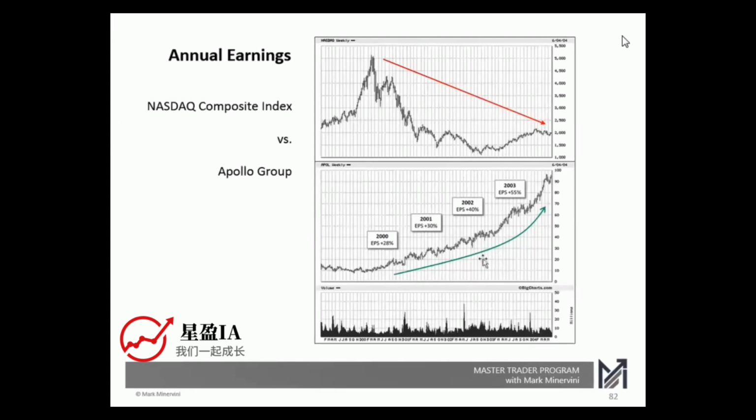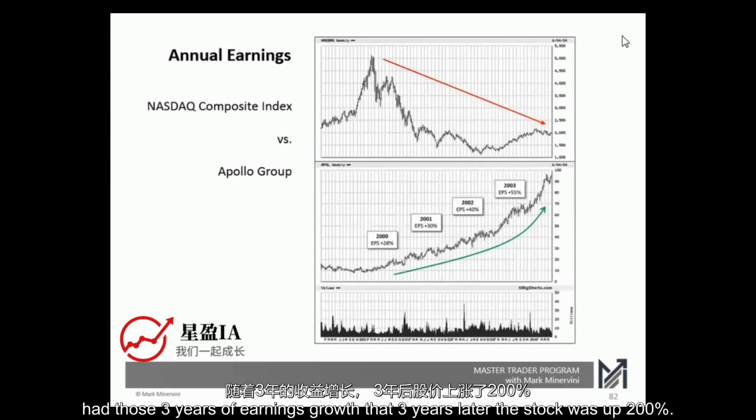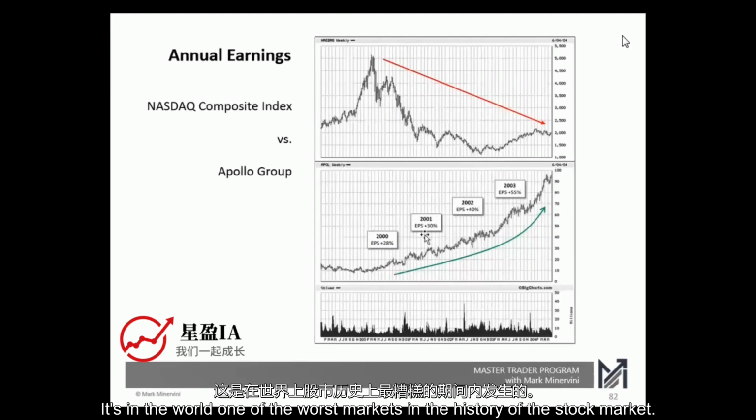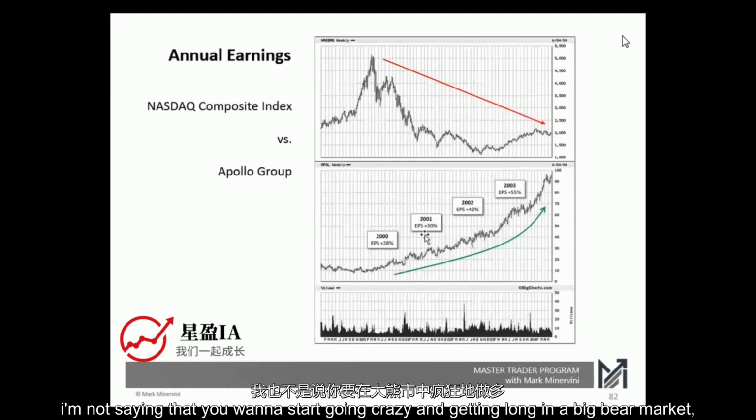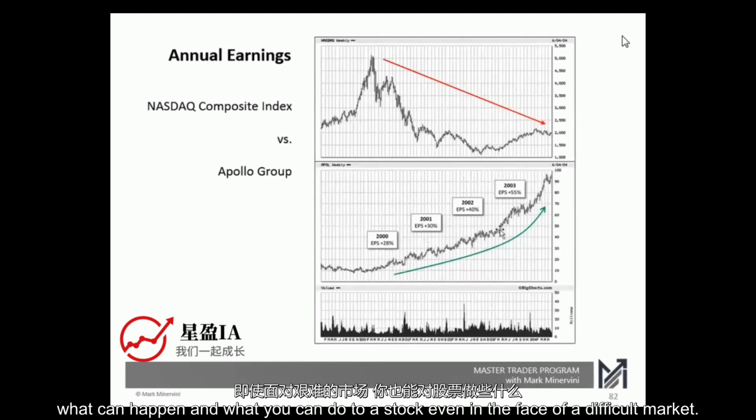Take a look at Apollo Group. We looked at this before. If you remember, Apollo Group was the one that was trading at 60 times earnings, had those 3 years of earnings growth, and 3 years later, the stock was up 200%, and the PE was exactly the same at 60 because the stock went up 200%, right? Well, look at this move here from 2000 to 2003. This stock makes this big move, and it's in one of the worst markets in the history of the stock market. So even now, I'm not saying that you want to start going crazy and getting long in a big bear market, but this is the power of having accelerating earnings, what can happen and what it can do to a stock, even in the face of a difficult market.